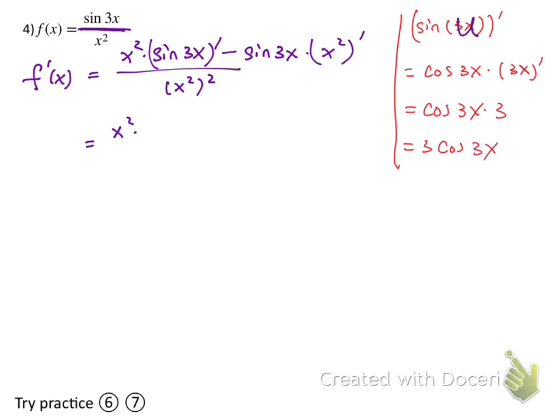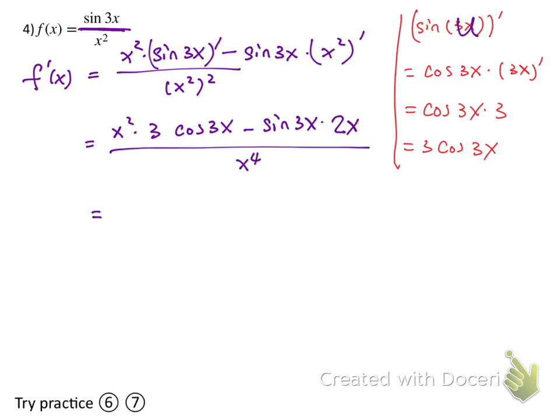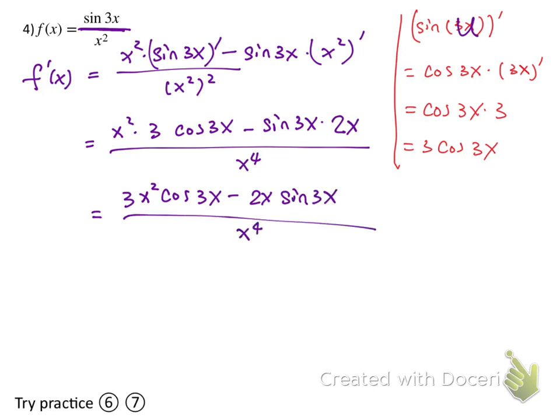This is x squared times 3 cosine 3x minus sine 3x times, taking the derivative of x squared, bring the exponent to the front, lower it by 1. Then x to the fourth power. 3x squared cosine 3x minus 2x sine 3x over x to the fourth power. Obviously, you have an x in the numerator and the denominator as a factor.